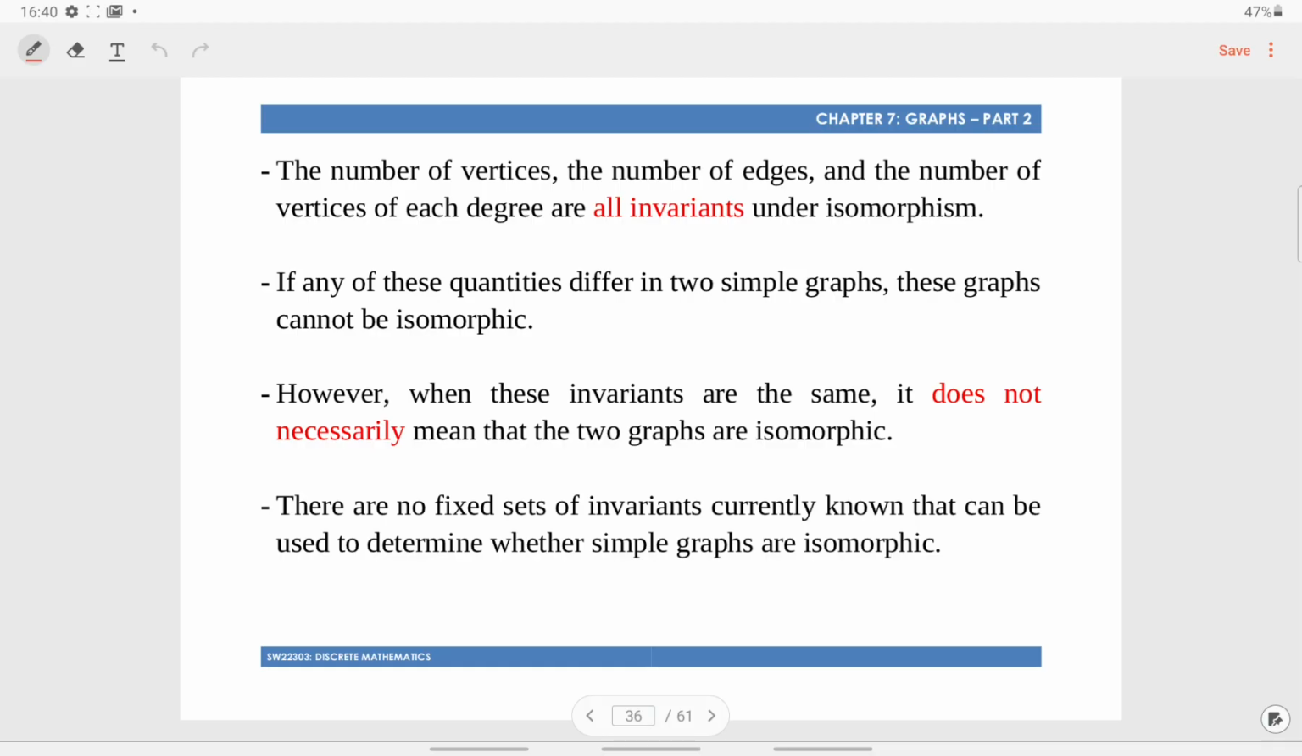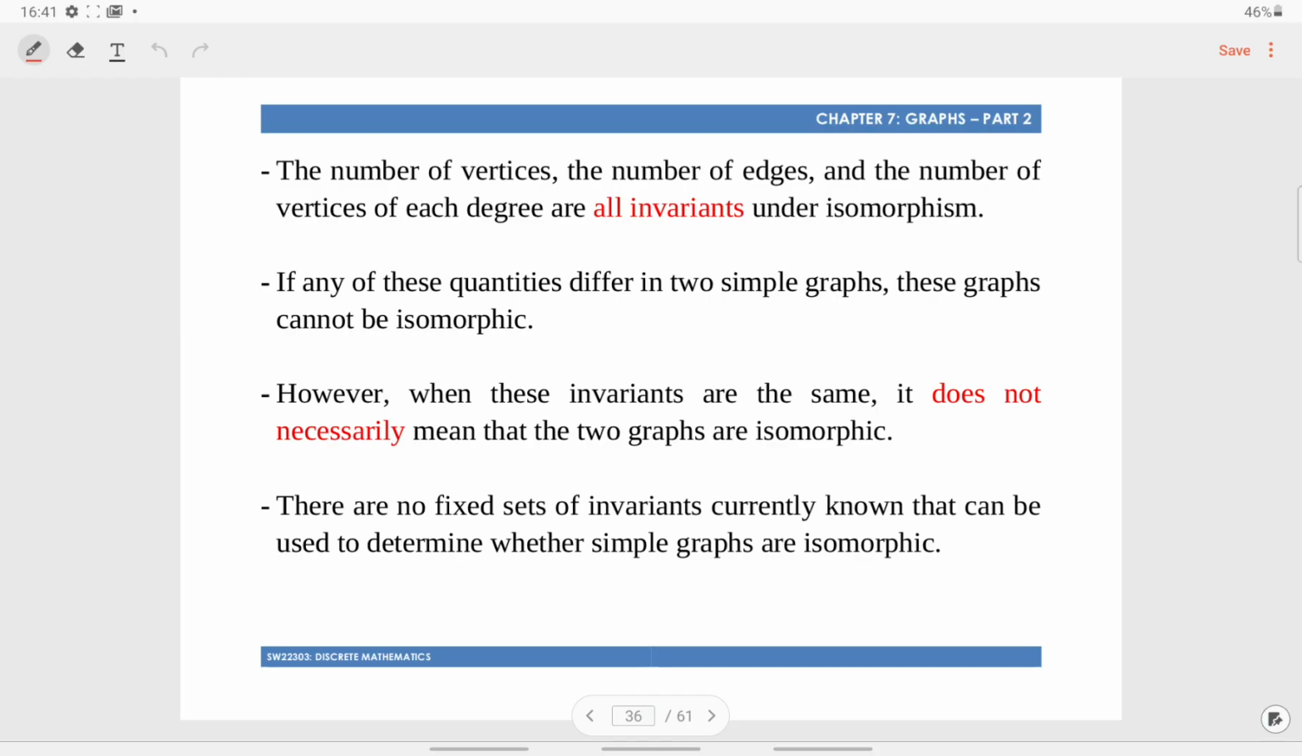The number of vertices, the number of edges, and the number of vertices of each degree are all invariant under isomorphism. So when your task is to check whether the graphs are not isomorphic, you had better check these values one by one. The number of vertices, make sure they are equal. The number of edges, also make sure they are equal, and the number of vertices of each degree also must be equal. If one of these values is different, we can say that the given graphs are non-isomorphic. If any of these quantities differ in simple graphs, these graphs cannot be isomorphic.